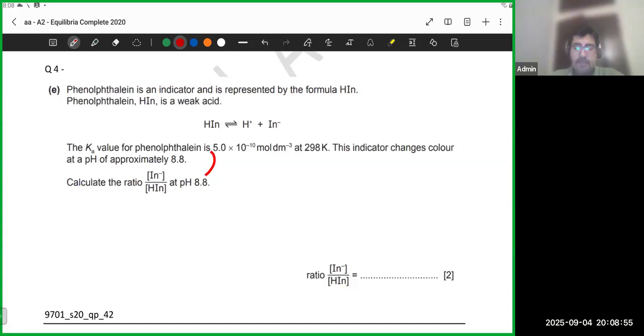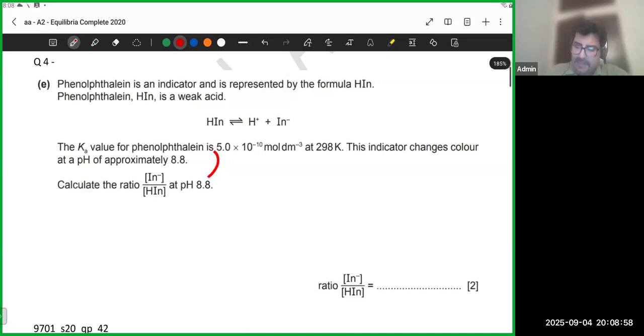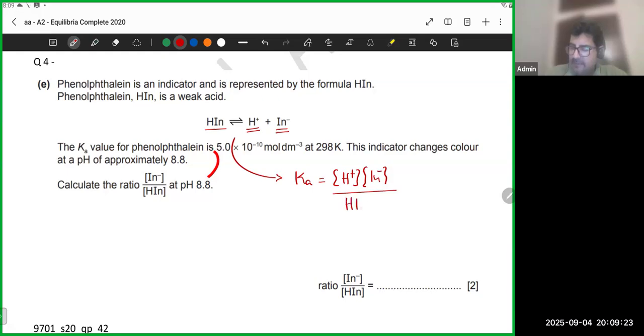So for example, they're talking about phenolphthalein, and this is your typical weak acid dissociation: it produces an H plus ion and whatever negative ion it's going to produce. This is going to have a dissociation constant, which is the product concentration, that's the H plus concentration and the concentration of the negative ion, which we don't know, divided by your acid concentration. So I've got my expression.